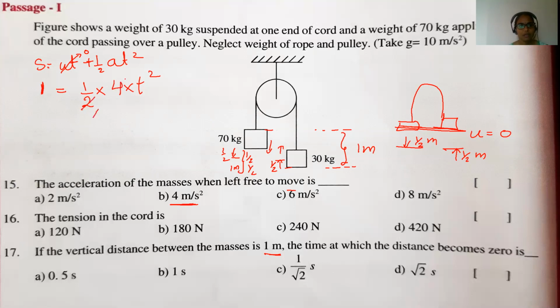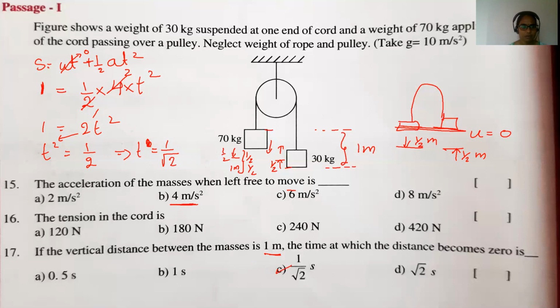So 2 ones are 2, 2 twos are 4. So 1 is equal to 2 t square, so t square is equal to 1 by 2. Then t is equal to 1 by root 2, so the root I send down, it becomes root 2. Okay, children, so t is equal to 1 by root 2 seconds will be the answer. Okay, so here is the answer, right? But this is the wrong answer.